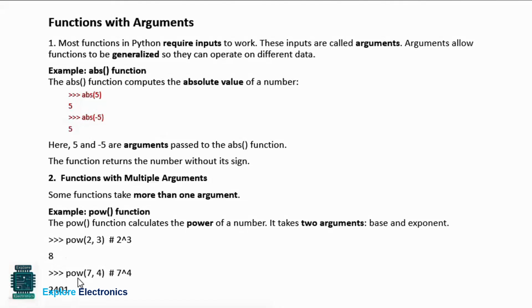Let us see one more example. Power 7 comma 4. It will calculate the power where the base is 7 and 4 is the exponent. It will calculate 7 power 4 and give the output as 2401. In this example, we have used two arguments. According to the given arguments, it will operate.